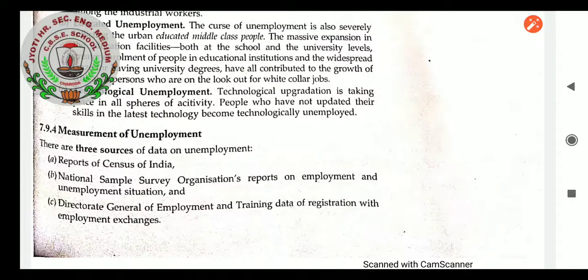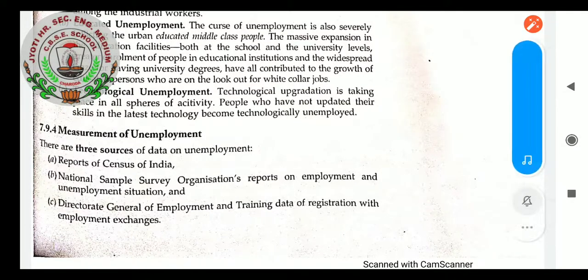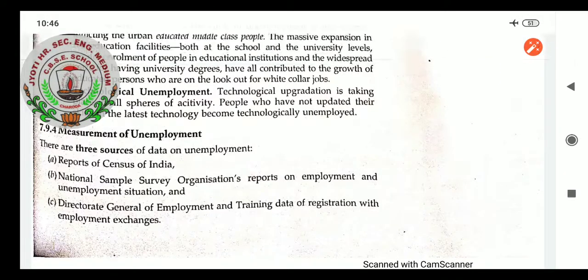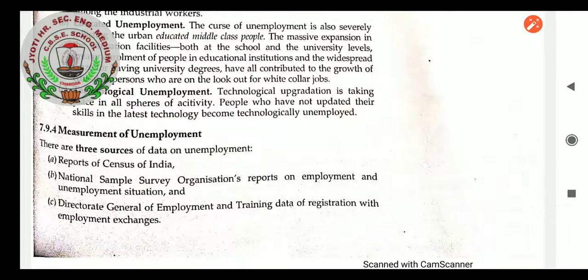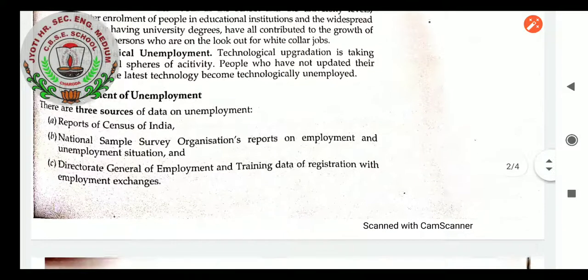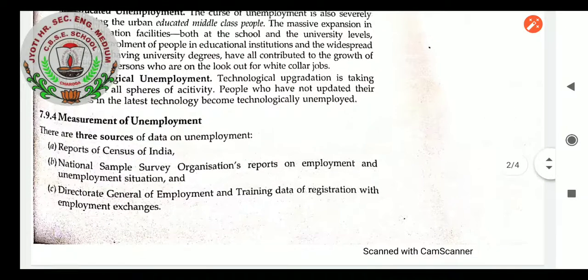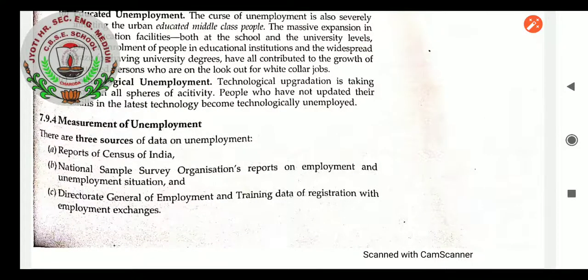These data are accumulated from three sources. First, the Report of the Census of India. Second, the National Sample Survey Organization's Report on Employment and Unemployment Situation. And third, the Directorate General of Employment and Training data of registration with Employment Exchanges. These three are the sources, students, from where we collect the information on unemployment.